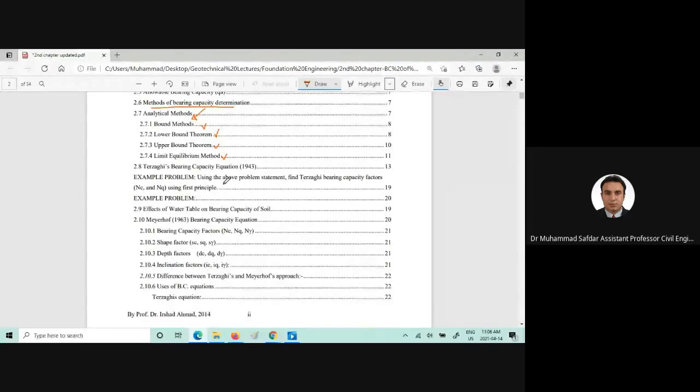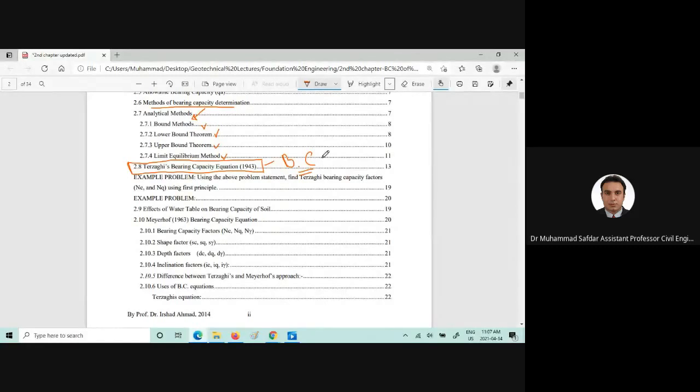Then we will discuss in very good detail a very important theory which is used for finding the bearing capacity of the soil, and that is Terzaghi's bearing capacity equation, and the failure mechanism and the derivation of that equation will be discussed in greater detail.